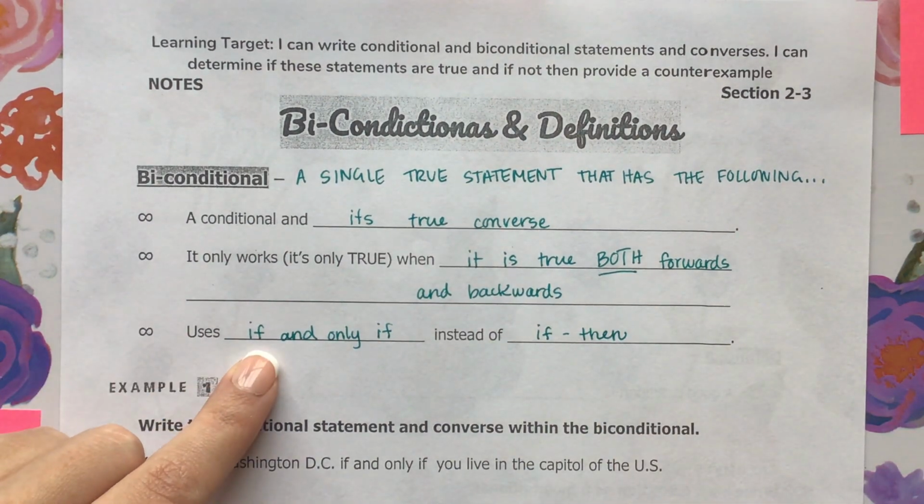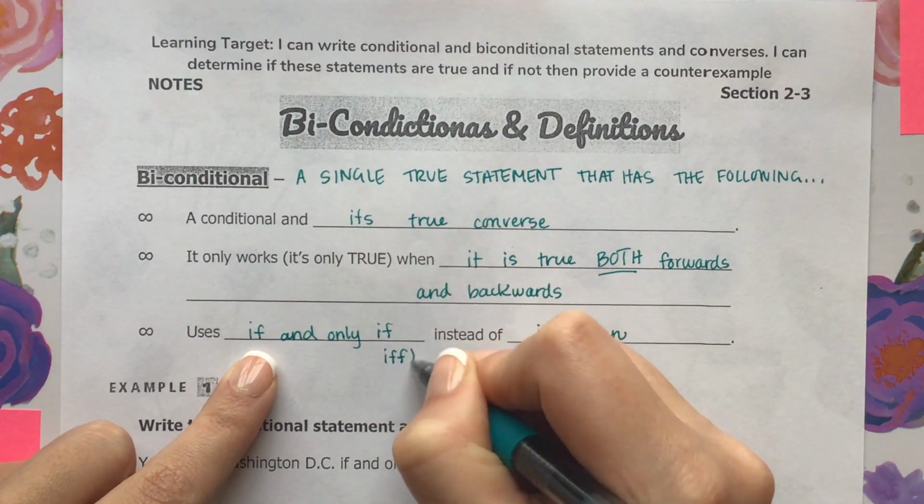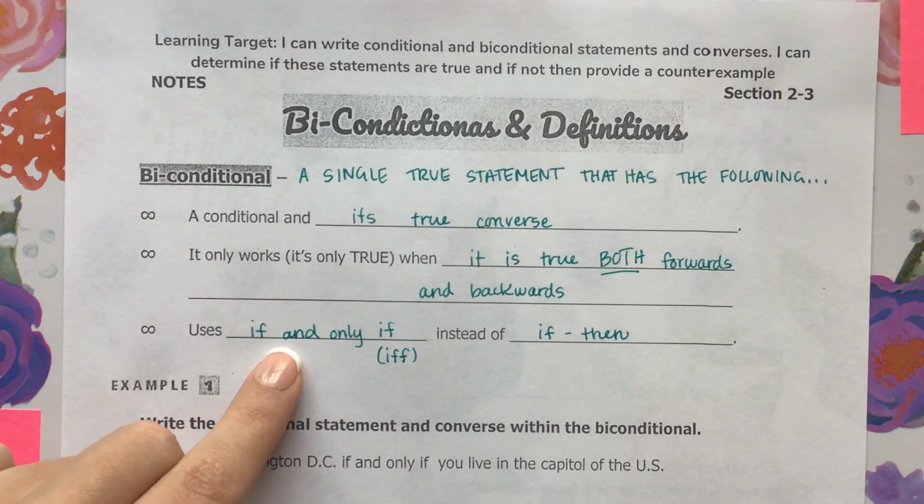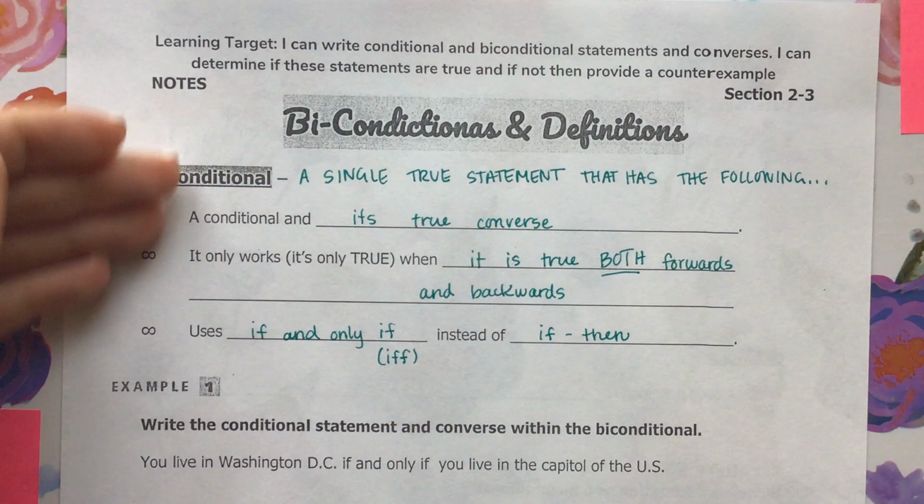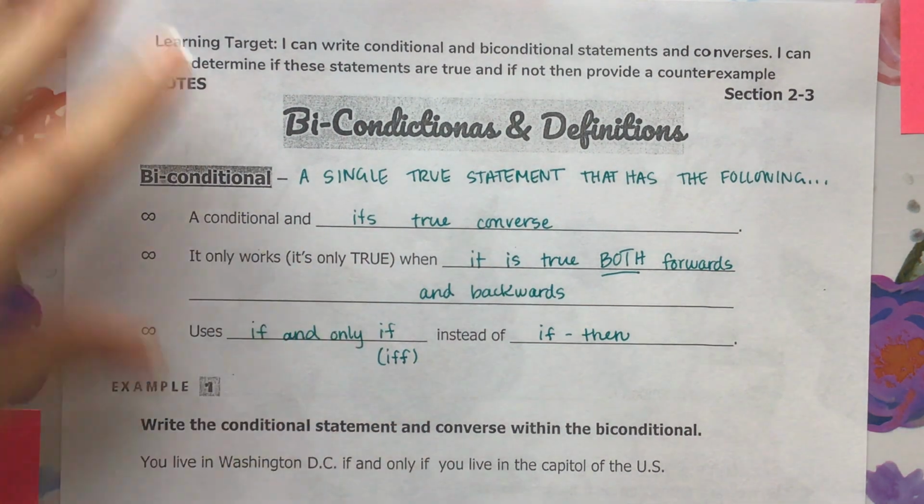If you don't want to always write out this whole phrase, if and only if, there is a little abbreviation for it, and that is IFF. So I'll just put that in little parentheses down here. IFF means if and only if, just abbreviated. So these are all the conditions that need to be met for something to be a biconditional.